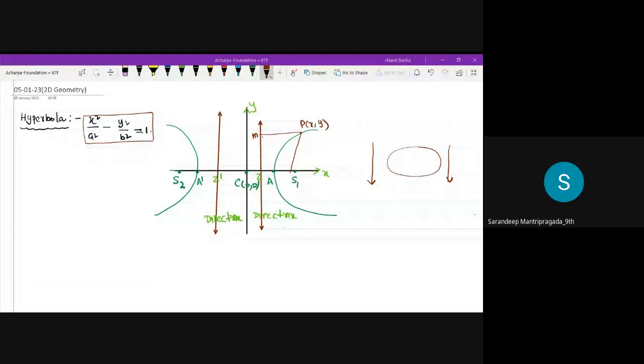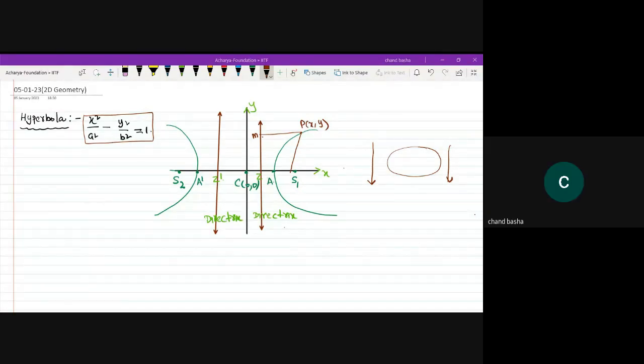Okay, sir. Sir, so the hyperbola is similar to the parabola, but it's not exactly a parabola, right? The parabola is just half of your hyperbola. Okay, sir. Yeah, because you are taking only half the part, on the right-hand side or the left-hand side.